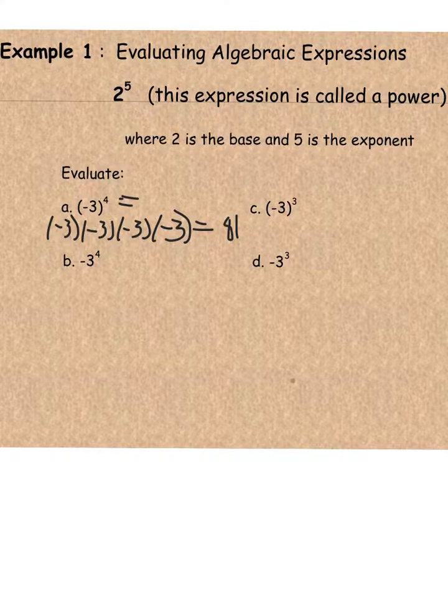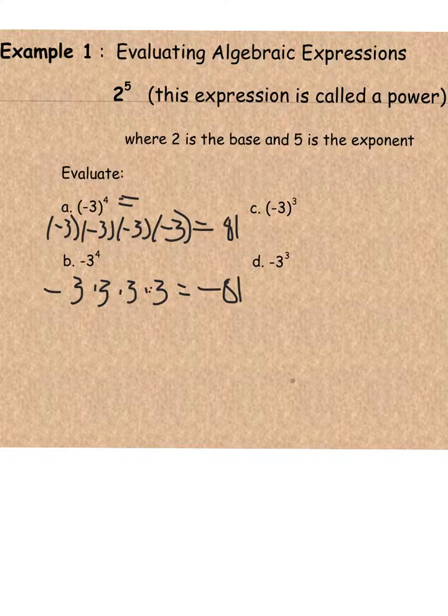This example B is different. You can notice that the negative sign is not in parentheses. That means you're multiplying 3 times 3 times 3 times 3, and that negative sign stays in the front of the calculation. So this will give me a final answer of -81.